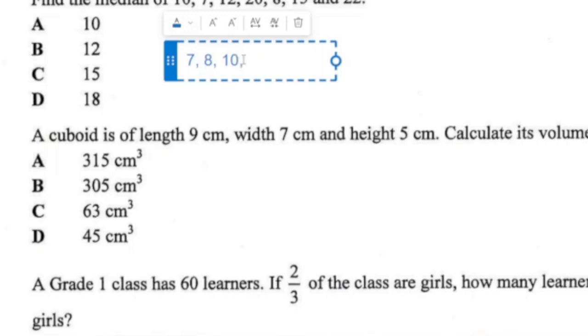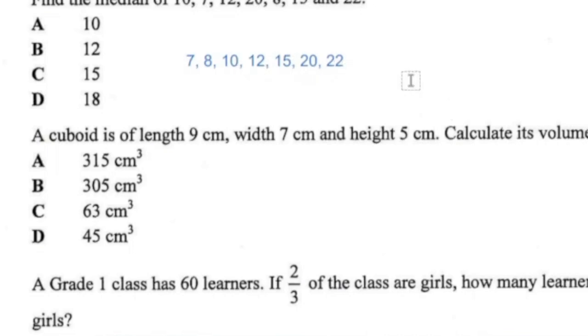Then after 10, the next number is 12, comma, then from 12, what is the next bigger number? It is 15, so we put 15. Then comma, the next number is 20, then comma, then 22. I'm not sure if you have captured all the numbers, but let's count. 1, 2, 3, 4, 5, 6, 7. There are 7 digits or figures.